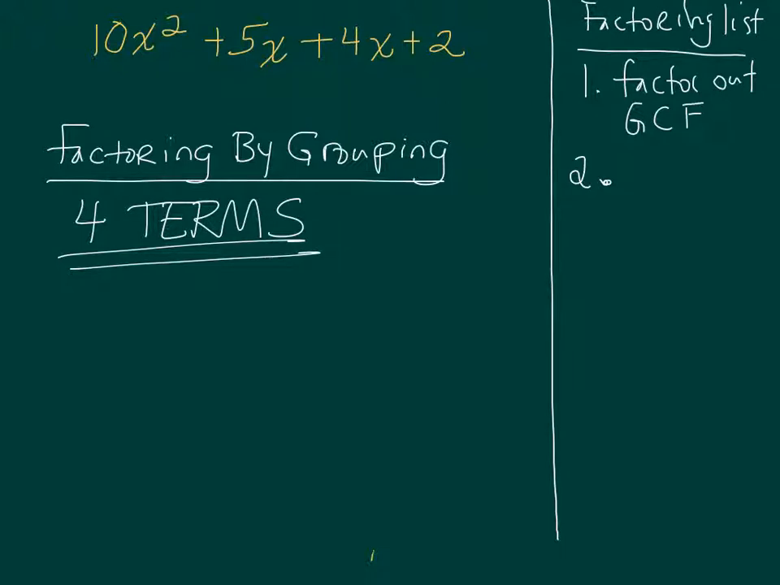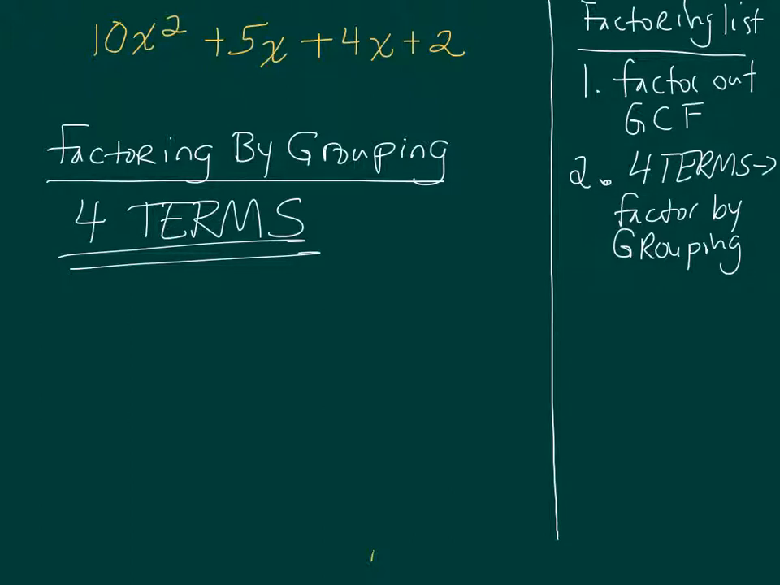Okay, so basically when we see a factoring problem from now on, we're going to look: if you can factor out the greatest common factor, then you're going to do that. If you can't factor it out, then you're going to move on to step 2, and if you see 4 terms, then you're going to factor by grouping. If you don't see 4 terms, you have to move on.